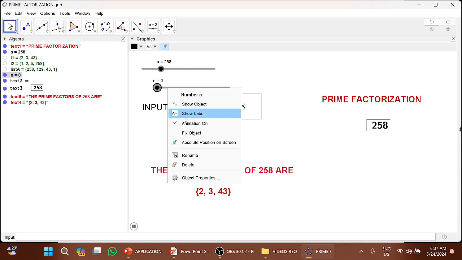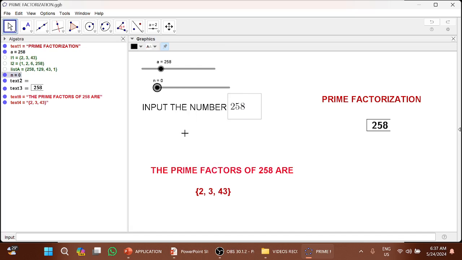Now a child can turn the animation on, and automatically it shows how that 2 into 3 into 43 came. This is the way the child is working, and this sheet shows how the process has to be done.